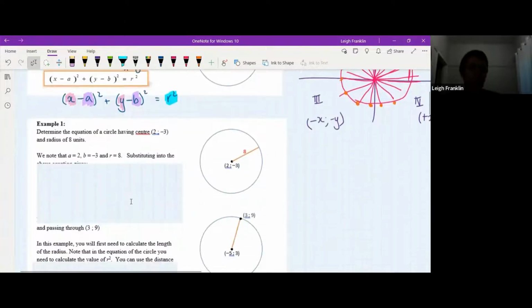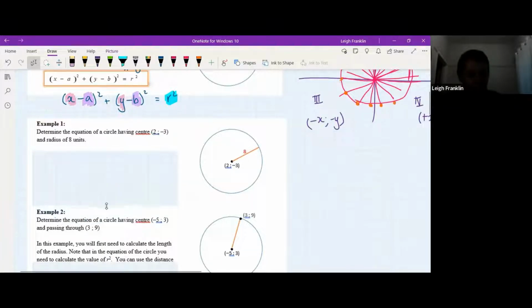Now that we've spoken about the equation of a circle not centered at the origin, let's have a look at the first question. In the first example, we want to determine the equation of a circle with a center at (2, -3) and a radius of 8 units. This is a very simple question.